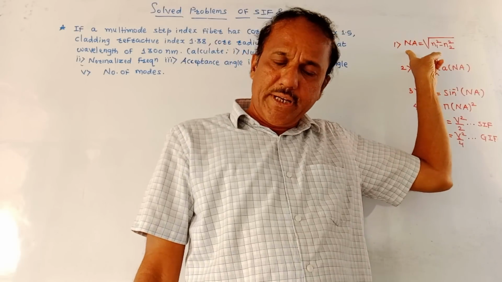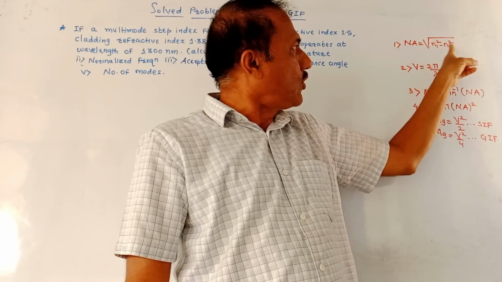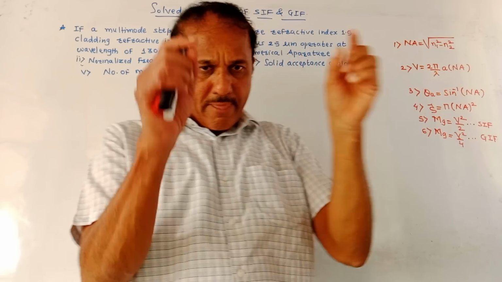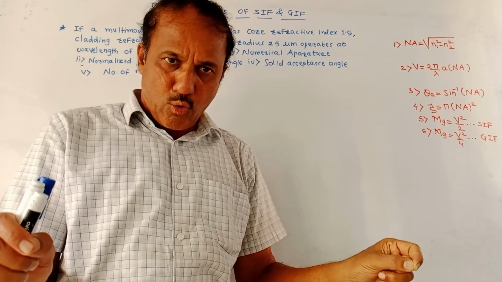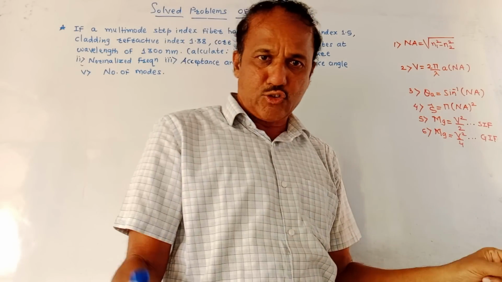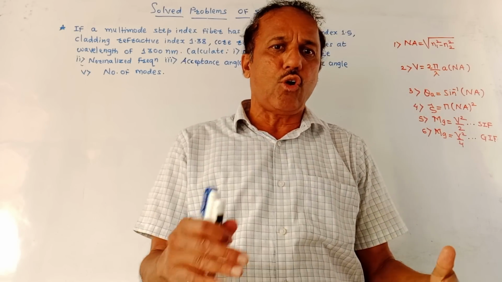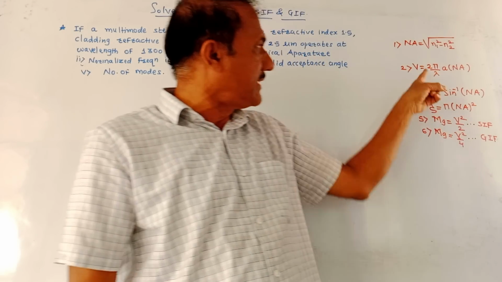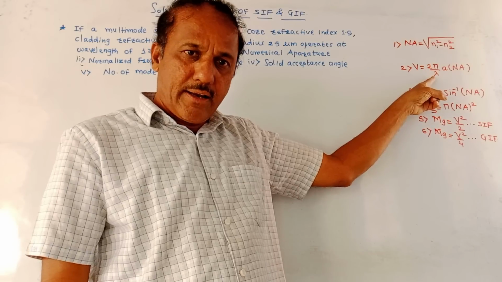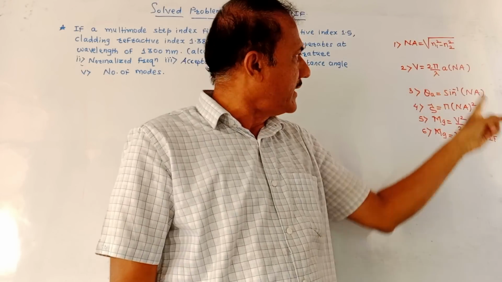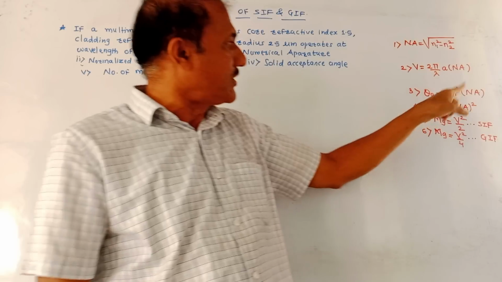So NA is numerical aperture, which is given as square root of n1 square minus n2 square. We know the usual meaning. n1 is refractive index of core layer, n2 is refractive index of cladding layer. Second, V number. This V number is also called normalized frequency. It is given by 2 pi by lambda, lambda is the wavelength, into a, small a is the core radius, into NA, numerical aperture.